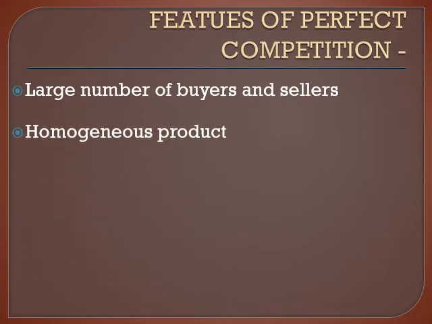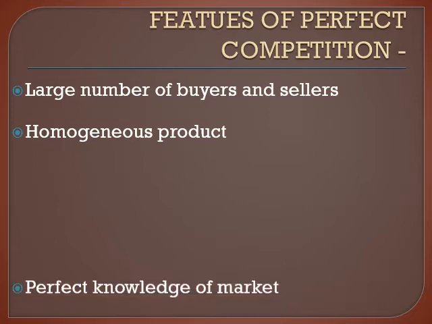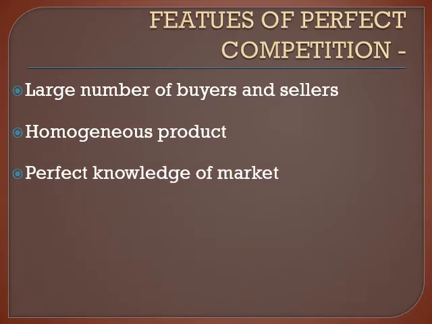Next is homogeneous product. Homogeneous means same. So basically all the sellers have to sell their products at a uniform price. Okay, there is a standardized product that is to be sold into the market and at a uniform price. Uniform means at a similar price. Okay, so if any seller is trying to sell his product at higher prices, then the buyers will not purchase that commodity.